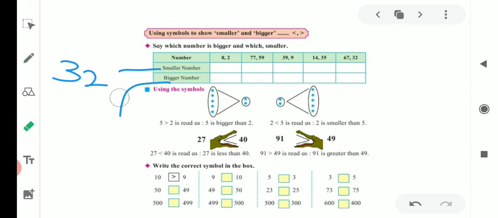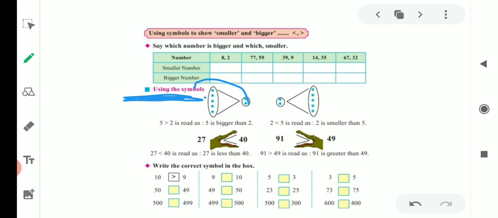Finished? So likewise in this way you have to solve the bigger number and smaller number. That is, first you have to identify which of the two numbers is smaller and bigger, and accordingly write in the columns. Now we are going to see the next question using the symbols. Using these two symbols, the greater than symbol and the smaller than symbol.